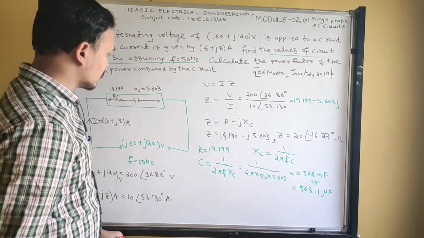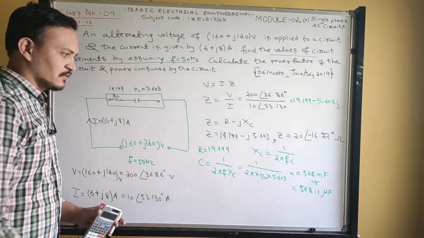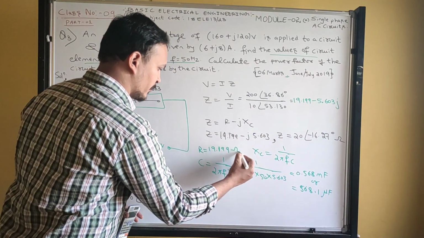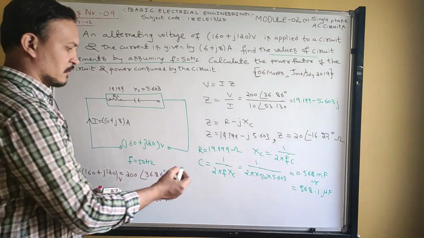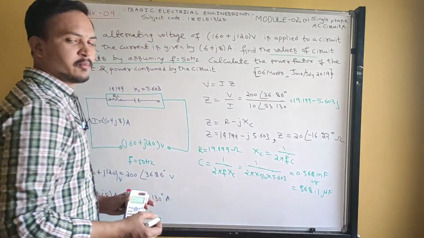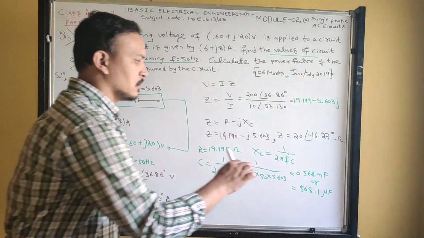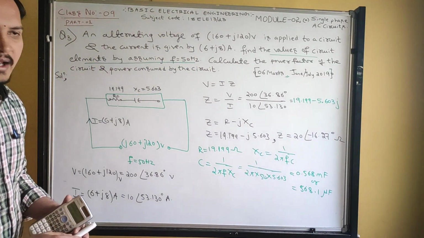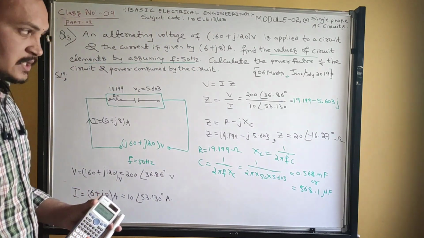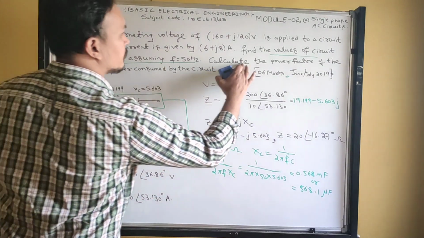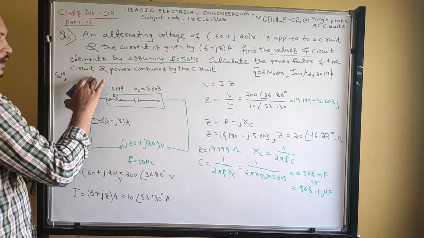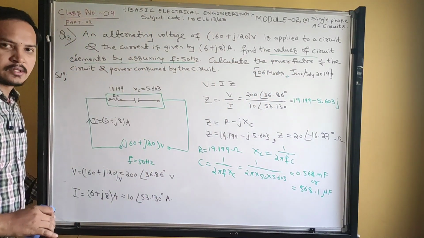The circuit elements are resistance and capacitance. The value of resistance is 19.199 ohms and the value of capacitance is 568.1 microfarad or 0.568 millifarad. Okay. So the next part is calculate the power factor of the circuit and power consumed by the circuit.